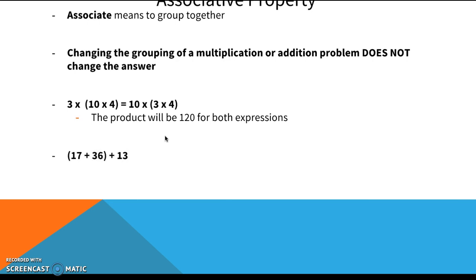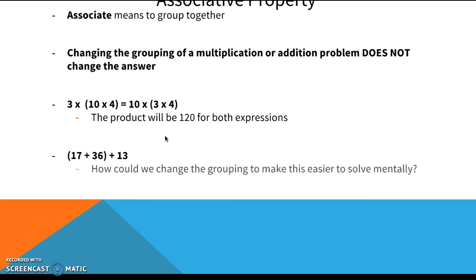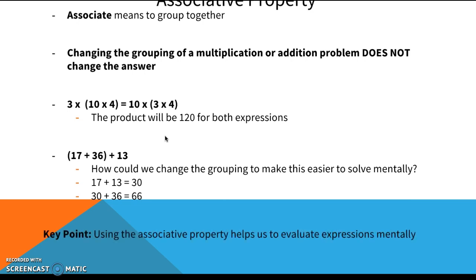Thinking about this addition example, we have 17 plus 36, then plus 13. If I wanted to solve this mentally, how could I change the grouping to make this easier? Well, I'm going to look for two numbers that are friendly to combine. 17 plus 36 aren't very friendly because I'm going to have to carry a number to the tens place. So I would add together 13 plus 17 first. 13 plus 17 I could group together to get 30. Then 30 plus 36 is easy to do in my head. So our key point is using the associative property helps us to evaluate expressions mentally.